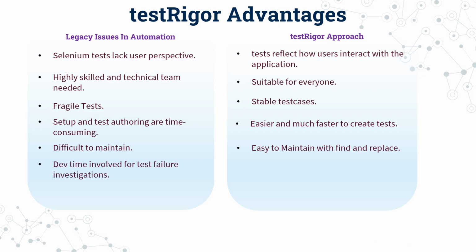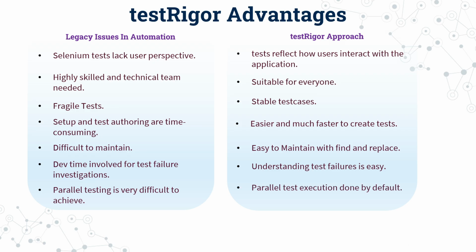Usually even developers are involved to investigate failed test cases. Here test reports are easy to understand as there are detailed automatic screenshots which are taken for each and every test step, so it becomes easy to understand test failures. We need to make many changes and build complex frameworks to achieve parallel testing. In testRigor, we can achieve parallel test execution by default.